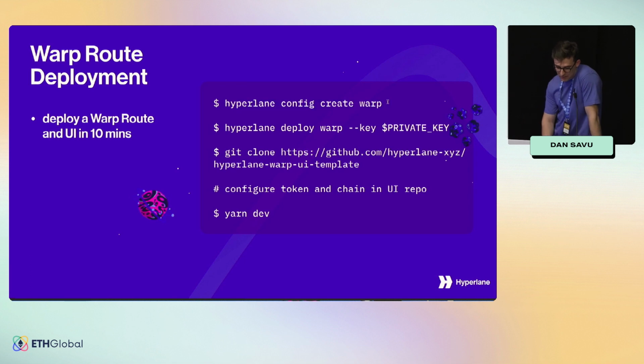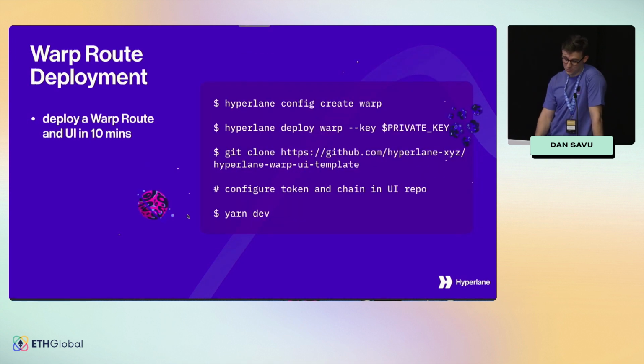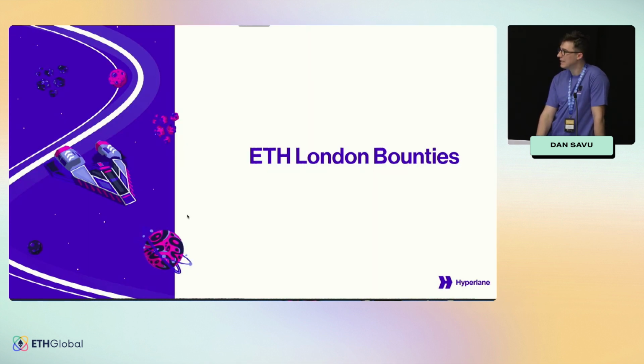Again, you run a command to configure the warp route. You deploy the contracts. You clone the warp UI template, pasting the configuration from your earlier deployment, so it knows how to connect to the chain and all of that, and just yarn dev to spin up a local UI, and you have a live token bridge with a nice UI, again ready to go, and to show to your investors and maybe convince them that it's time for them to fund you to build a light client because your app works at the proof of concept level.